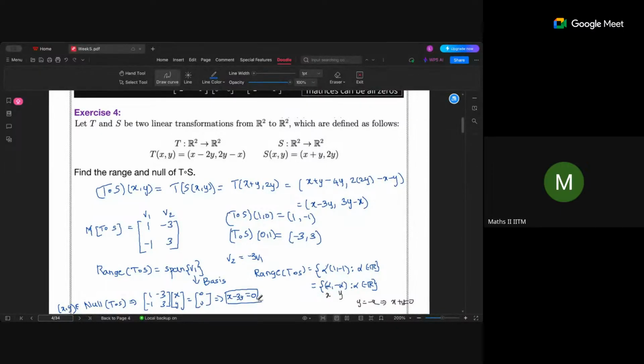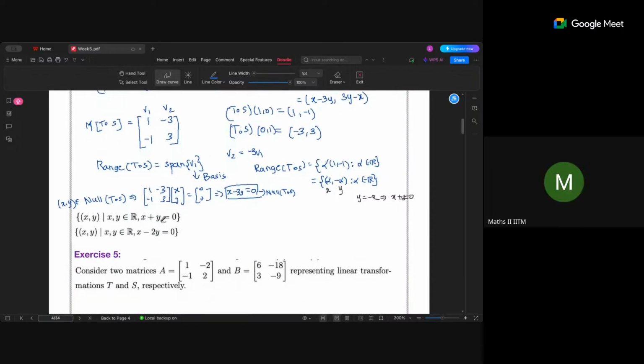Is this the line representing null of T composition S? Yes, ma'am. Yeah, this is the line. X minus 3y equal to 0. This is your null of T composition S. So the range and null for this transformation, is it clear for everyone? Yes, ma'am. Clear. Fine.